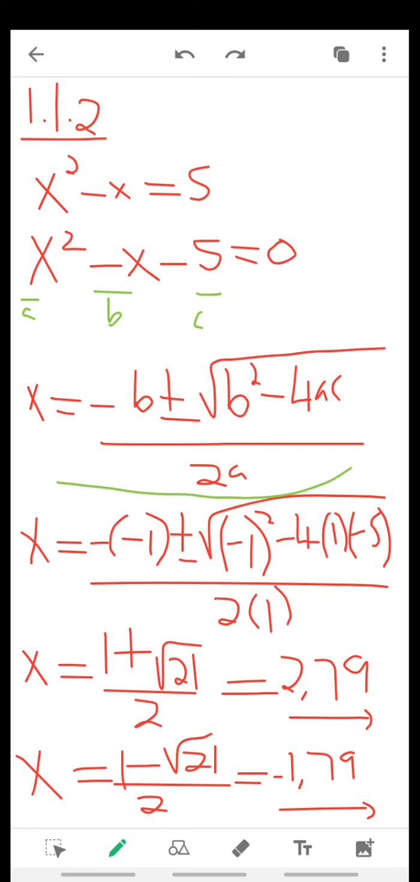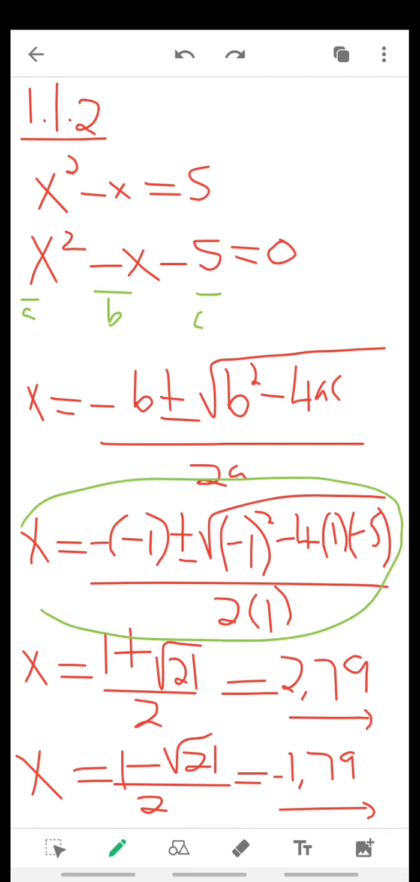And then we know this is our quadratic formula. This is found on the back of the question paper, on the information sheet. And then we just do the direct substitution.